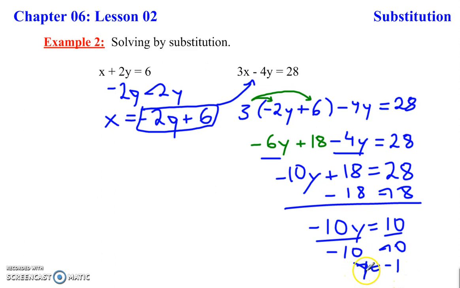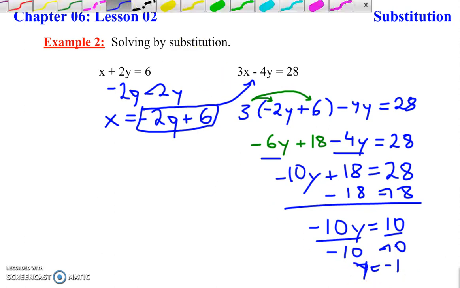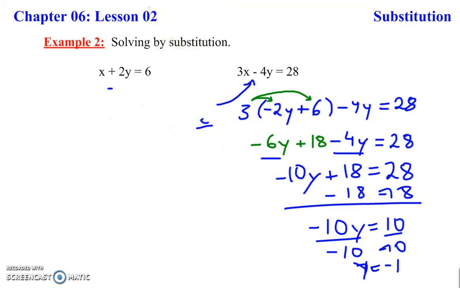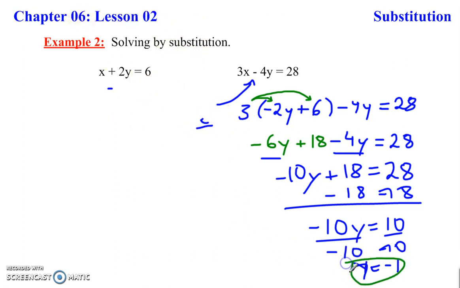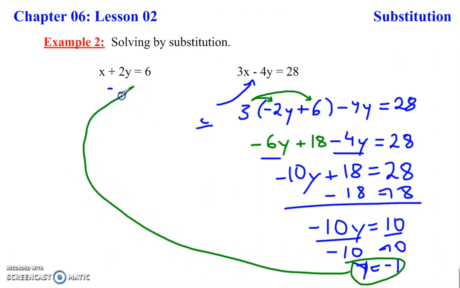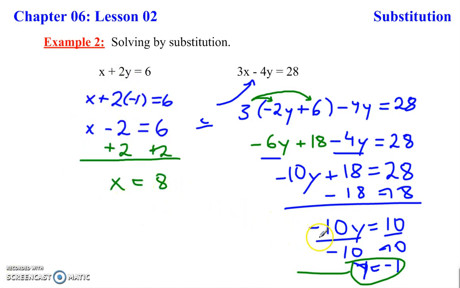Now that we've found this, we can take that value and plug it back into the original equation. Okay, we'll take the y is negative 1, plug that back in up here. If you haven't done so already, pause now and solve that for yourself, and then check back for the answer. Alright, after substituting negative 1 in here for y, we get x equals 8, so my solution is 8 and negative 1.